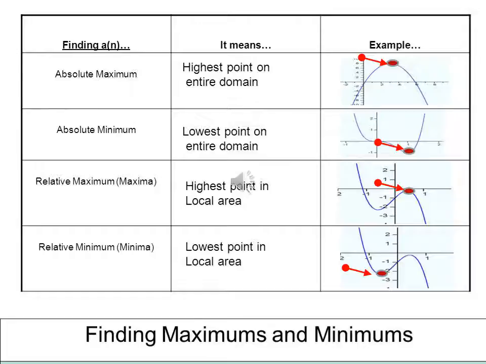What does absolute maximum mean? It means the highest point on the entire domain. If we look at the illustration to the right, we can see by the arrow that it is at the very top of the parabola. Absolute minimum.